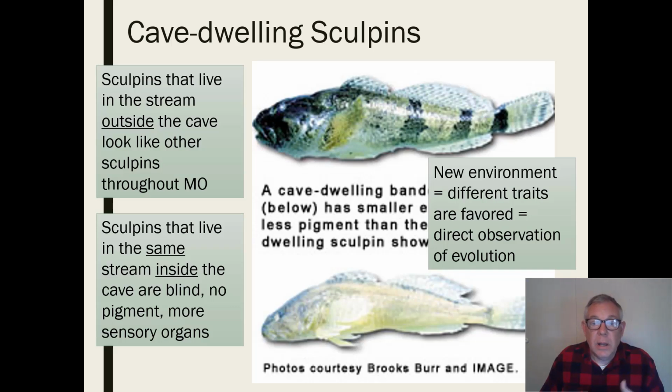And so, again, in this sculpin example, you've got a new environment where different traits are favored, and we are directly observing evolution in progress. So this is only 100 miles from Murray.